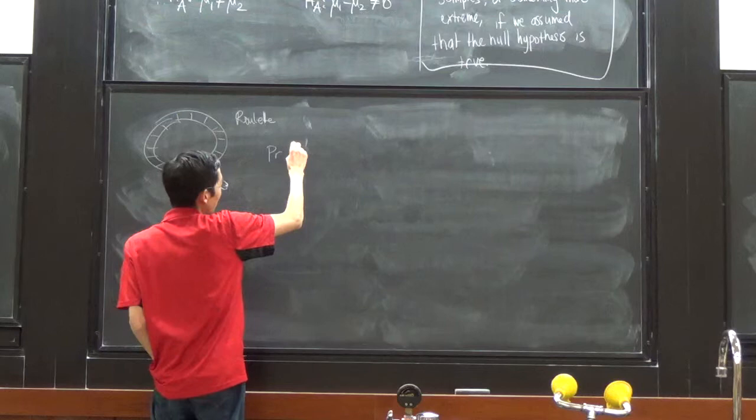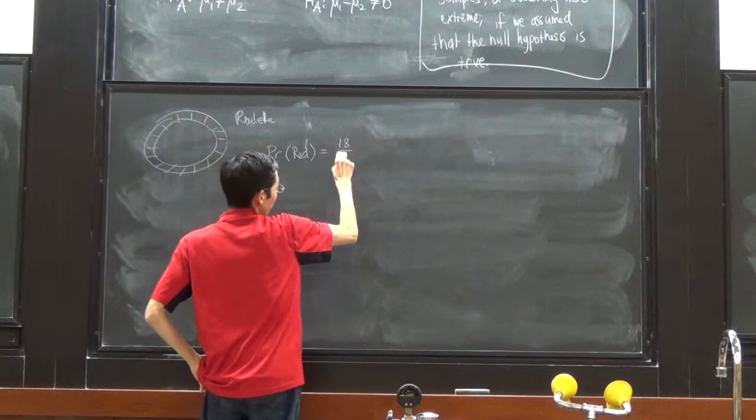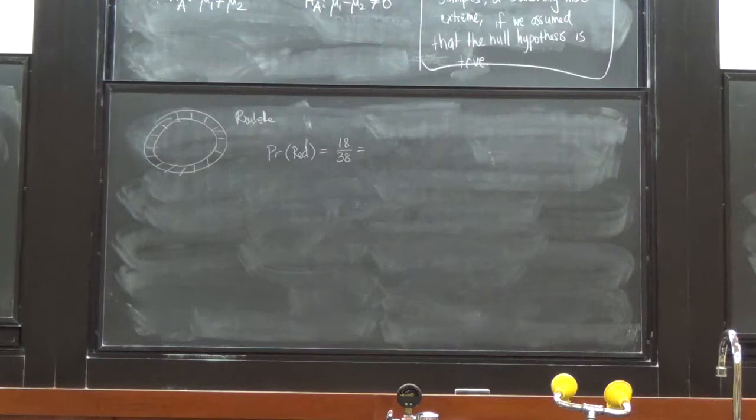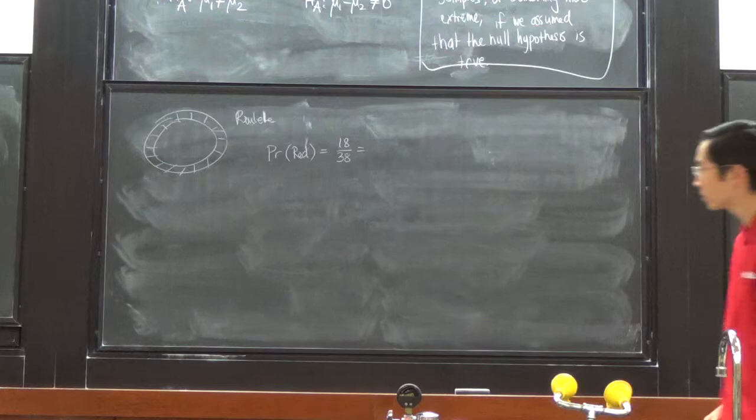All right, so anyway, the probability, if we're betting on red, the probability of hitting red would be 18 out of 38, which is like 47% or 47.5%, something like that. Let's see, 0.474, we'll just round it off to 0.474.